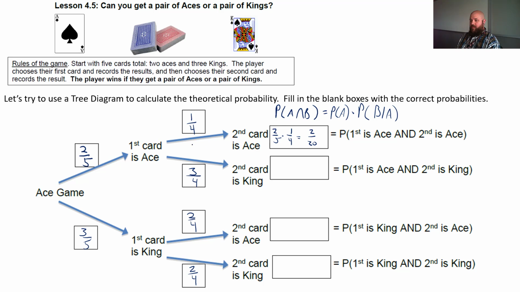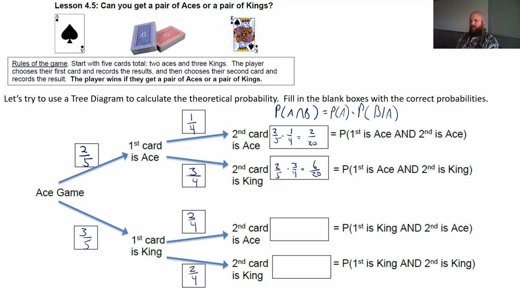Now, our probability of drawing an ace card again was 2/5, and times, in this case, we're talking about drawing the second card as a king. Well, there's a 3 out of 4 chance of drawing a king given that we've drawn an ace card already. So 3/4. So we should get 6/20.